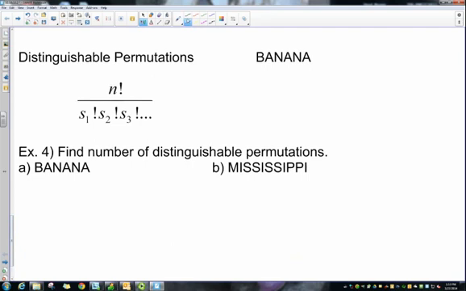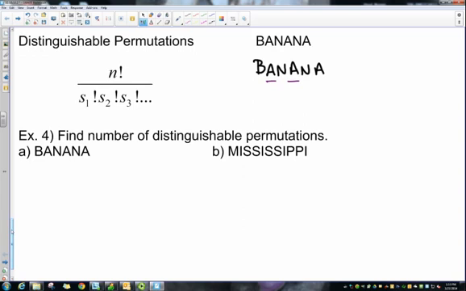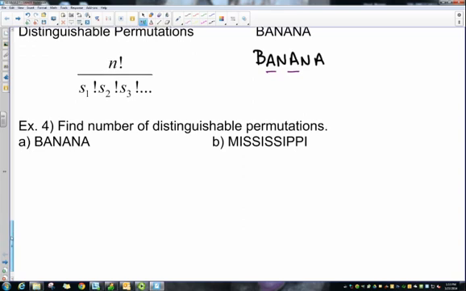Now, if I were to take the word banana here and rewrite this, okay, just like that. Now, besides the fact that it's written by hand and it's a little bit sloppier, you can't tell me that there's a difference between those. But in fact, I have switched those 2 A's. Okay, those 2 A's are in different places, but it looks exactly the same. That's the idea behind distinguishable permutations. We need things to look different. Okay, and it follows this formula.